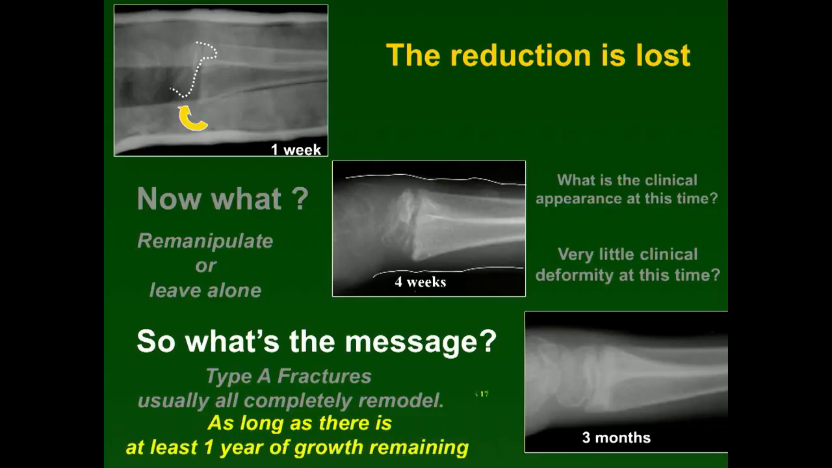And so the message here is, type A fractures usually all completely remodel as long as they're at least a year from growth completion. And this actually was recognized back in 1935. That's just a year, I was 1 year old at that time, by Dr. Aitken, and he recognized that these have tremendous remodeling, and we've known this for a long time.